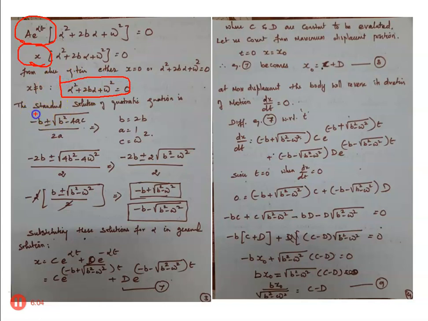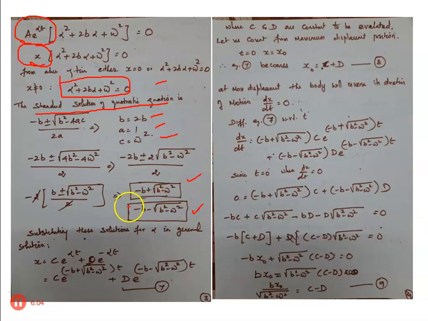So this is a quadratic equation. It can be solved by using the formula minus b plus or minus square root of b square minus 4ac by 2a. So substituting the values of a, b, c from this quadratic equation, when you substitute, you will get two solutions: minus b plus square root of b square minus omega square, and minus b minus square root of b square minus omega square.